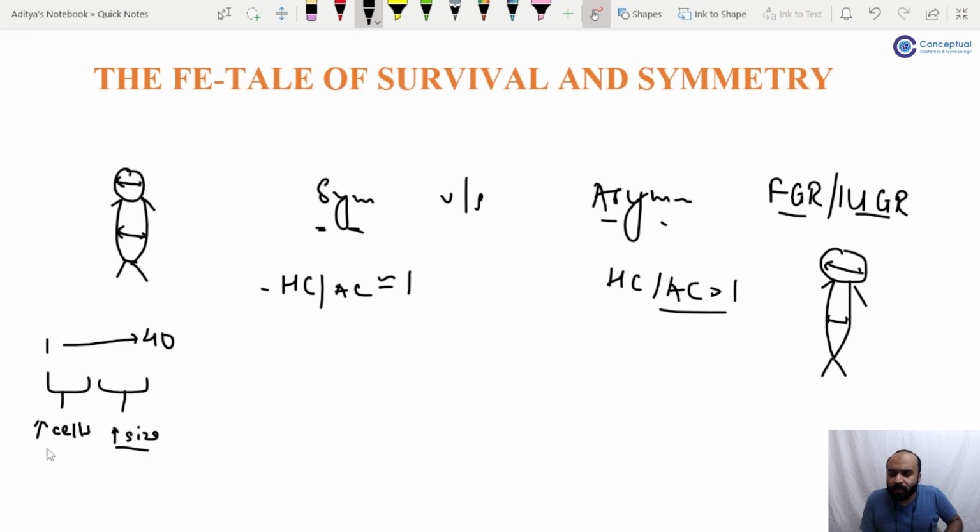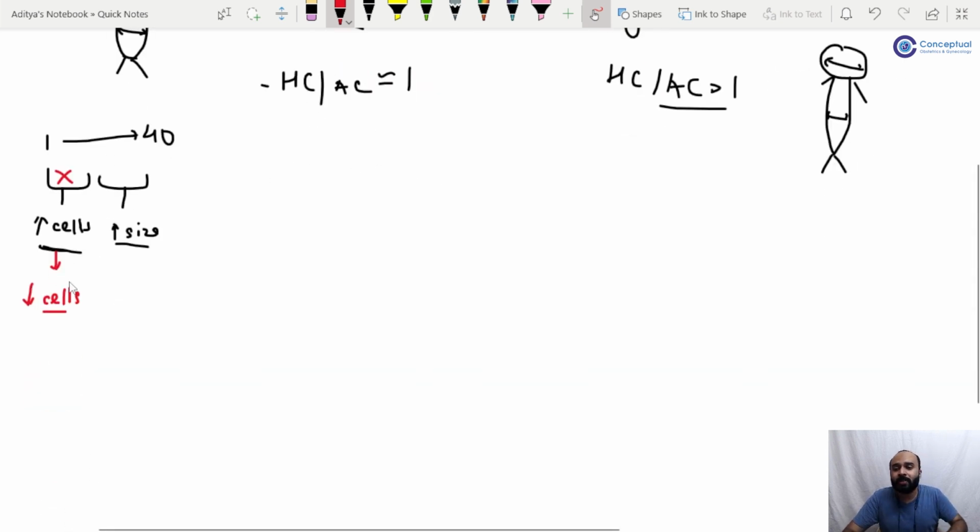So, there is an increase in the size of the cells in the latter half of pregnancy, whereas in the first half there is an increase in the number of cells. So, what happens if there is any insult in the first half of pregnancy? It is going to reflect as a decrease in the number of cells, and that decrease in the number of cells is going to be uniform throughout the body. So basically the fetus is going to be uniformly small. When it is uniformly small, what results is symmetrical IUGR or FGR.